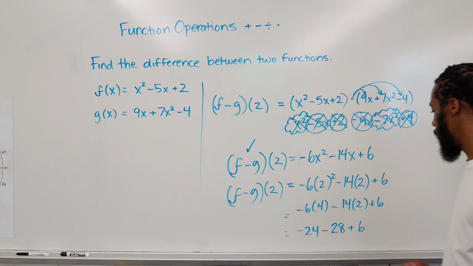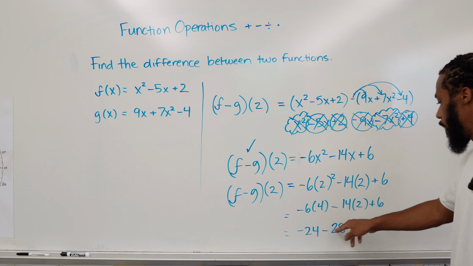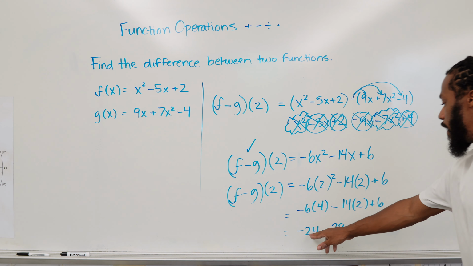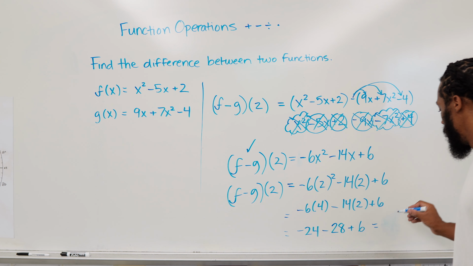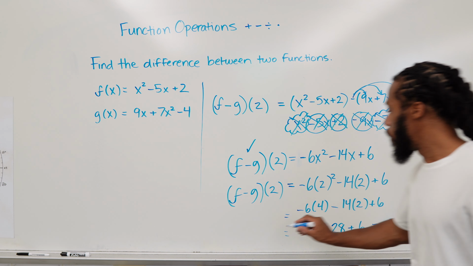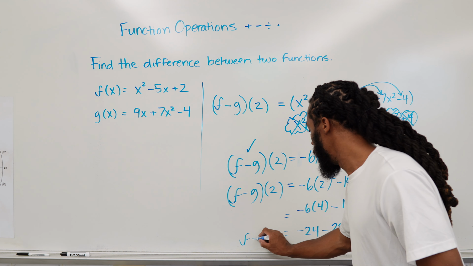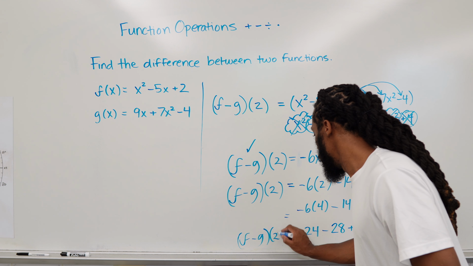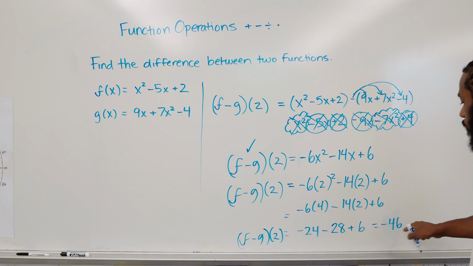And then plus 6. Negative 24 minus 28 equals negative 52. And negative 52 plus 6 equals negative 46. So f minus g of 2 equals negative 46.